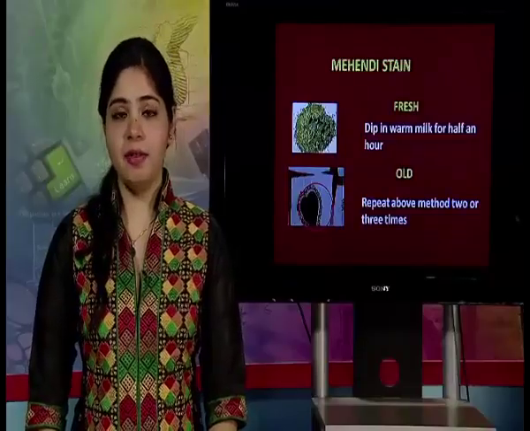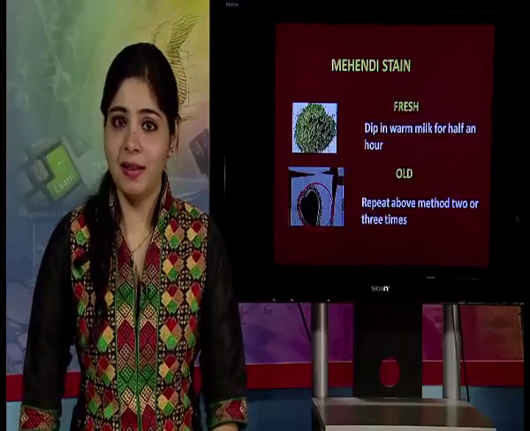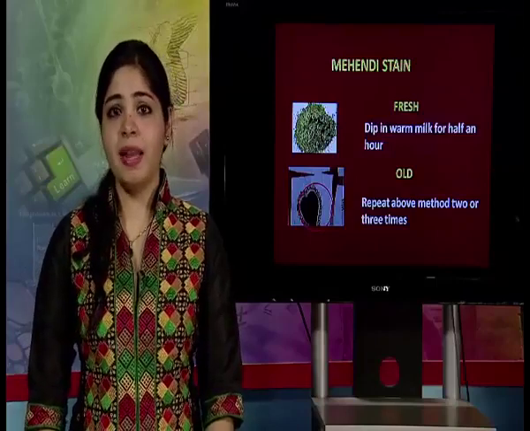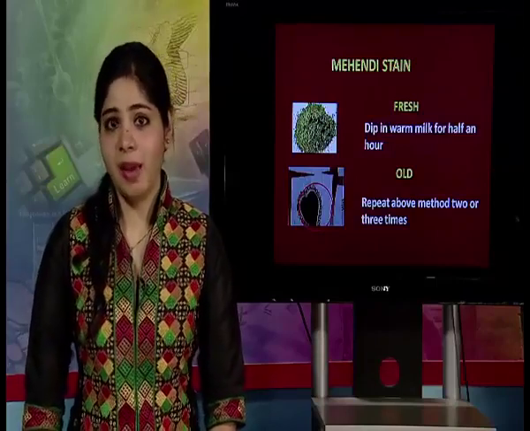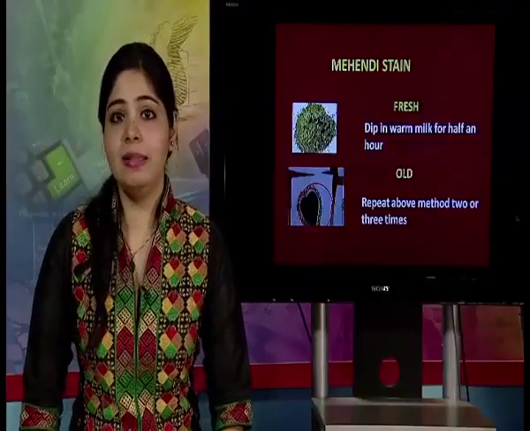Till now we have learned about different types of stains. We have talked about vegetable stains like tea stains or pickle stains. We also talked about animal stains like stains from egg, meat, blood, etc. You also got to know how to remove all these stains.